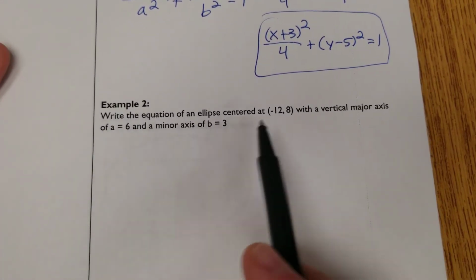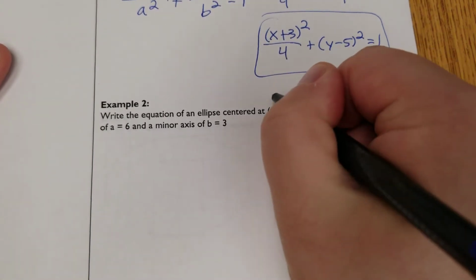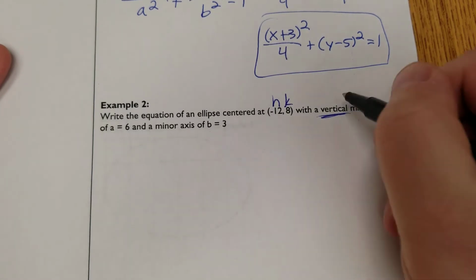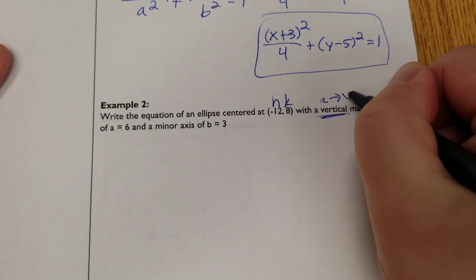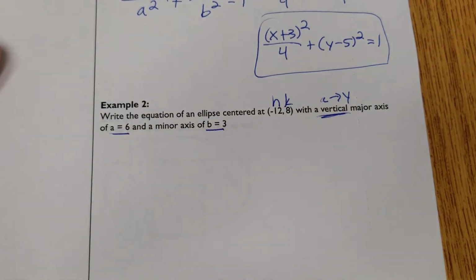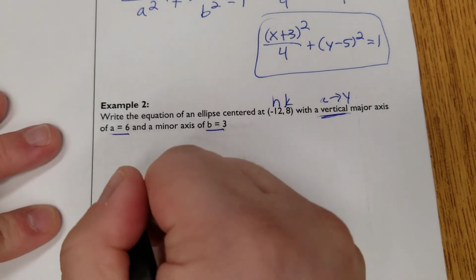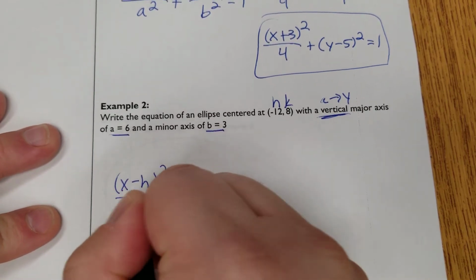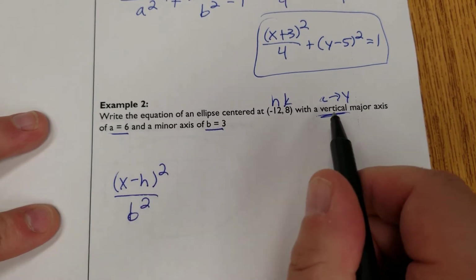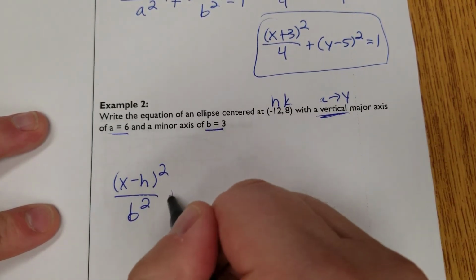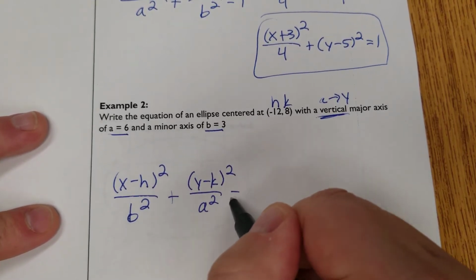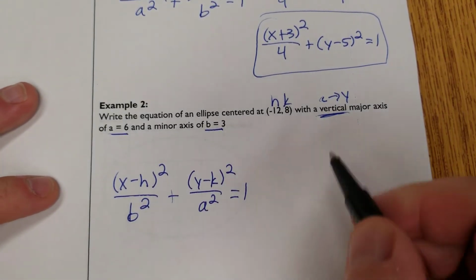So the equation of an ellipse centered at (-12, 8), this has to be h and k again. Vertical major axis, so my a should be tied to my y fraction, and there's the value of a and the value of b. So we'll start with (x minus h) squared, but this time it's over b squared because the major is vertical, so a is in the y fraction, plus (y minus k) squared over a squared equaling 1, and let's go fill in our values again.